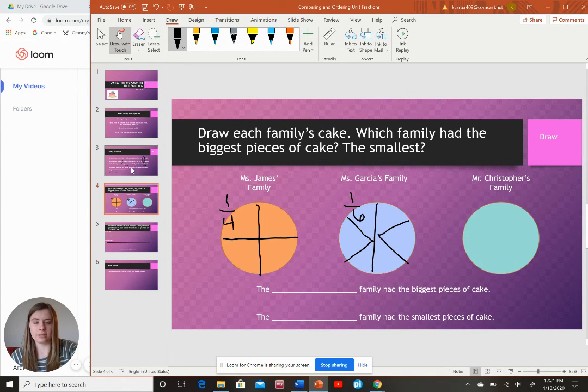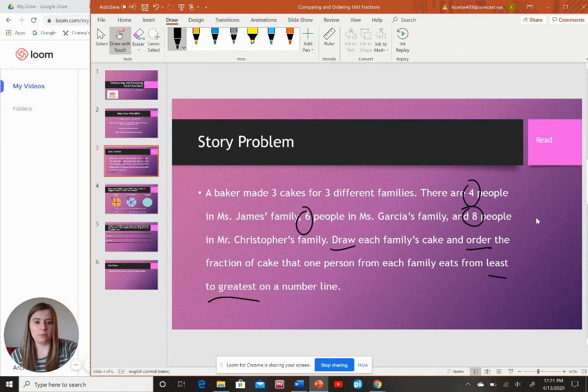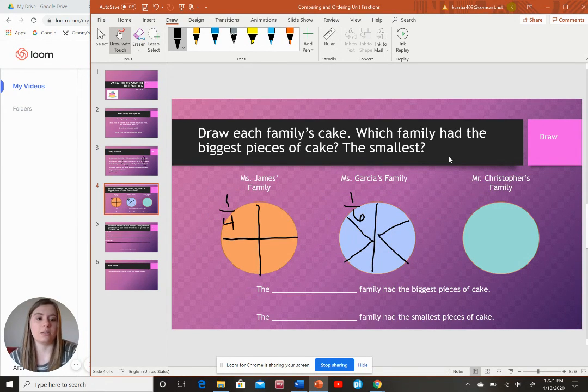Okay? And then lastly, we have Mr. Christopher's family, and we'll flip back. He had 8 people in his family, so we need to divide his cake into 8 pieces. So again, I'm going to split in half. I'm going to think that there's going to be 4 on this half and 4 on this half to give us a total of 8. So I need to split each one into 4. Okay, so now I have 1, 2, 3, 4, 5, 6, 7, 8 pieces, and one person would eat 1/8 of the cake. Okay, so that's what their cakes would look like.